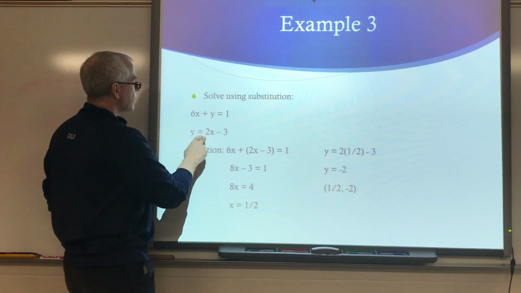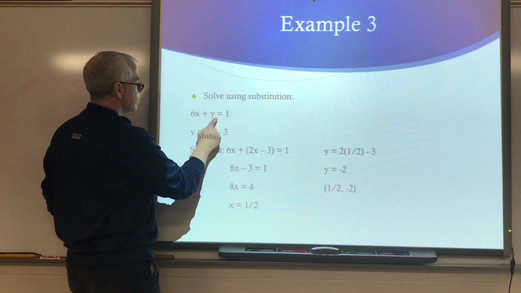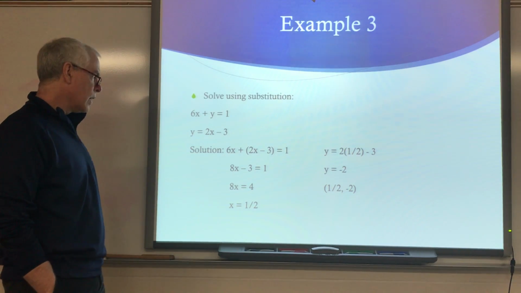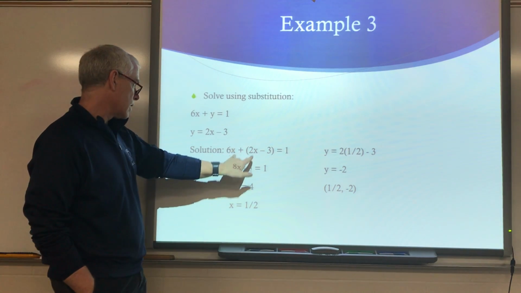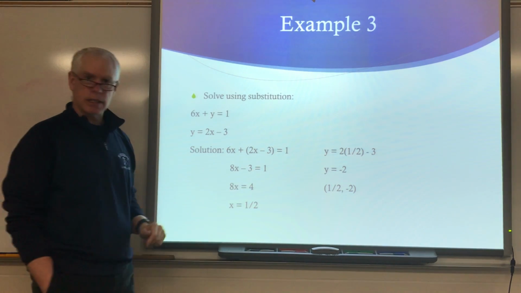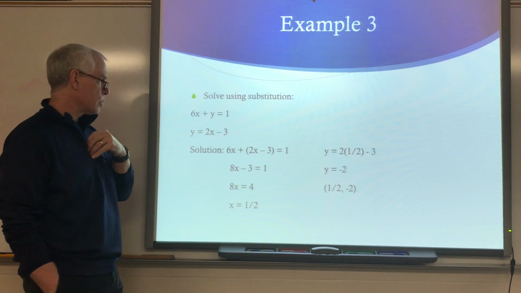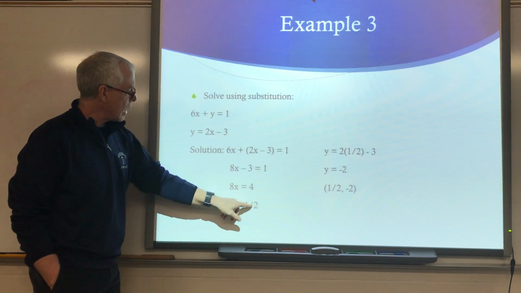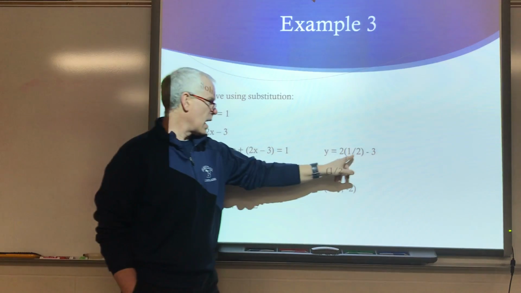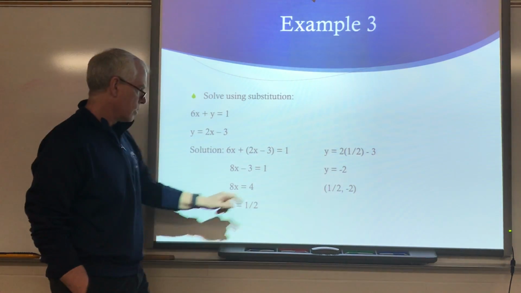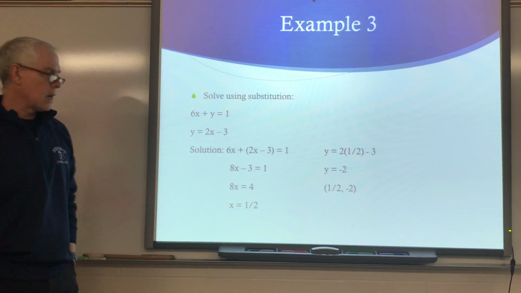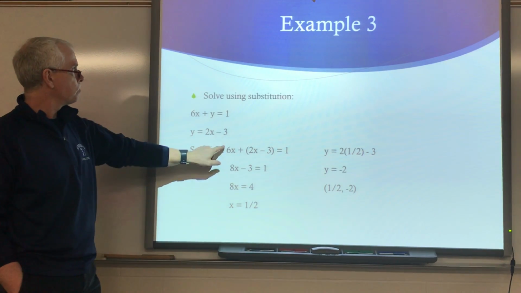That gives me 6x plus, instead of y, 2x minus 3, equals 1, and then I've got just a little bit of algebra to do, right? 6x and 2x is 8x minus 3. Add your 3, divide by 8, x equals 1/2, so that's one part of the solution. Now, once x equals 1/2, I can put that back in for x in the second equation. 2 times 1/2 minus 3 is negative 2. So (1/2, negative 2) is my solution. Okay, so that's how substitution works.